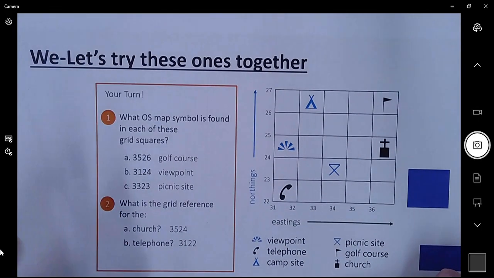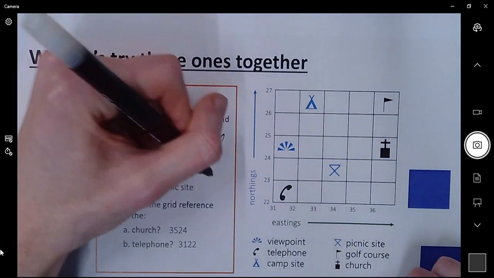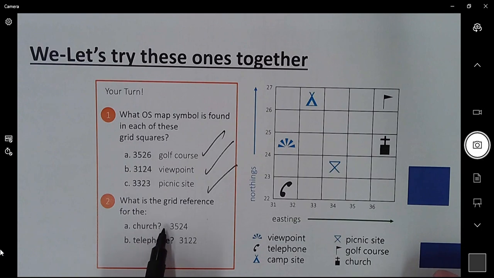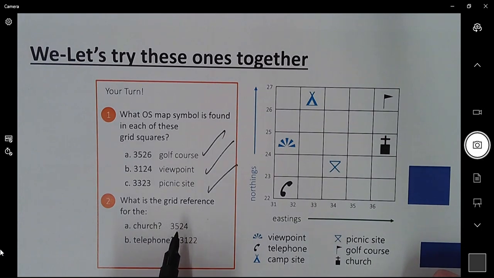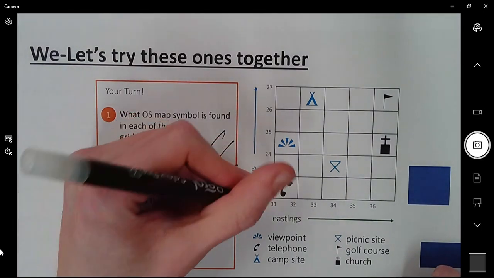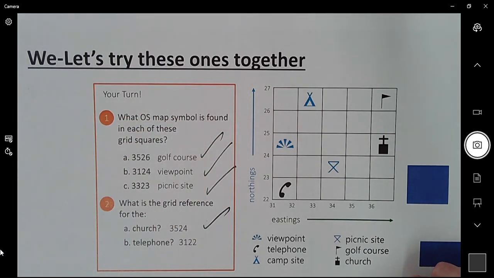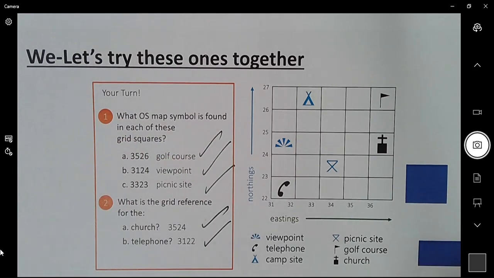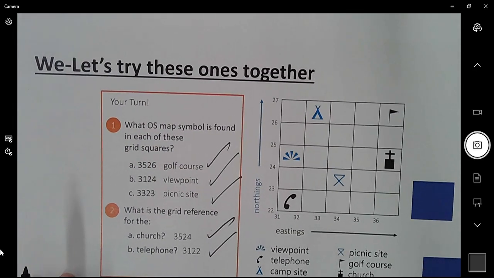Okay, so we'll look at the answers. Yes, I did get golf course correct, I got viewpoint correct, I got picnic site correct. For the church, did you get 3524? Excellent, well done. And telephone, 3122? Brilliant, well done. Really good work.